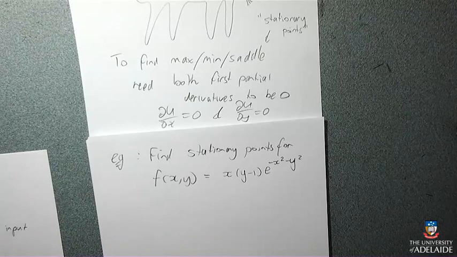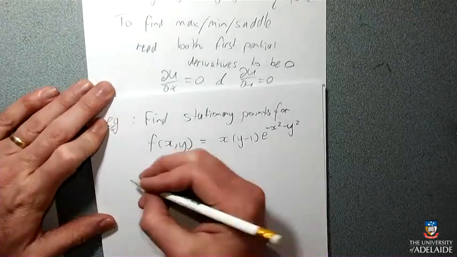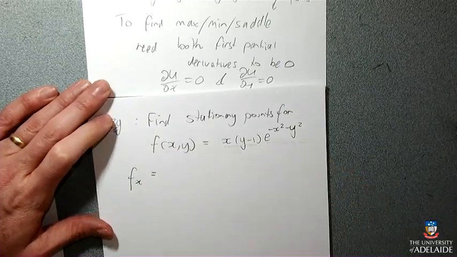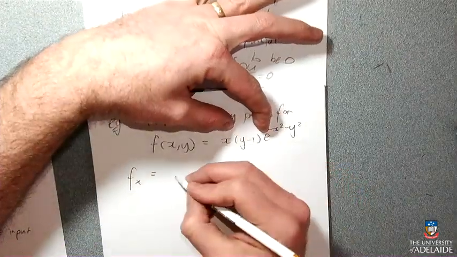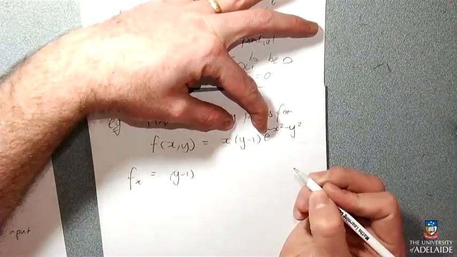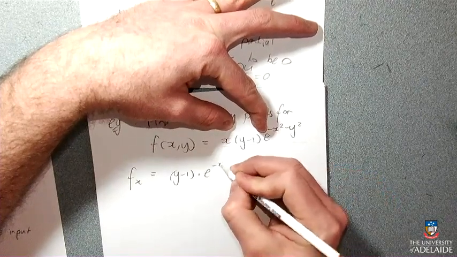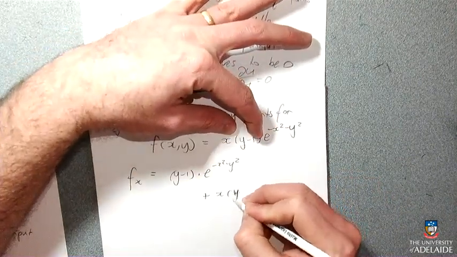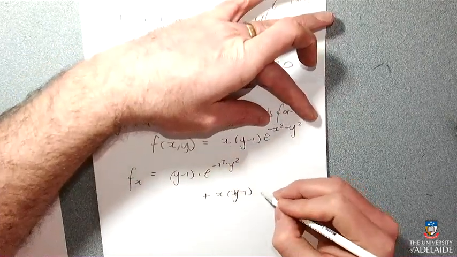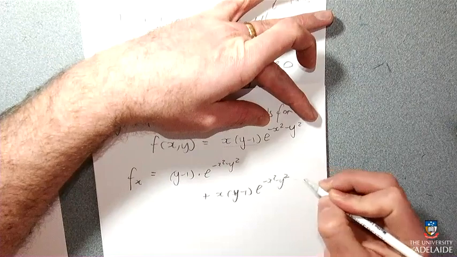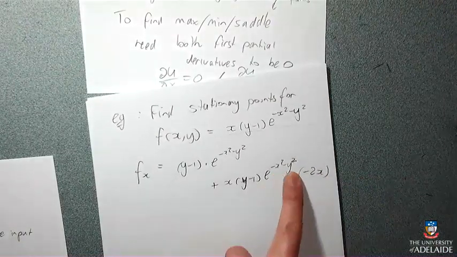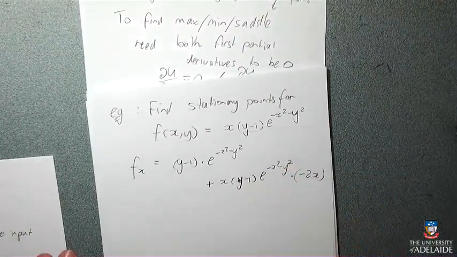Okay, so if I want to find stationary points for this, I'm going to have to find its partial derivatives. So fx will be, all right, so this involves an x and this involves an x, so I'm going to have to use the product rule. So the derivative of this would be, well, the y minus 1 is a constant multiplied on, so it will still be there. And then I'll keep this bit. And then I'll keep this first bit. And then I'll differentiate this bit, which will be the same because that's how exponentials work. But then because of the chain rule, I have to multiply by the derivative of that, which is minus 2x, because the y will disappear when I'm differentiating with respect to x.